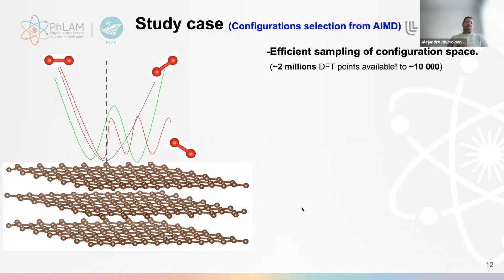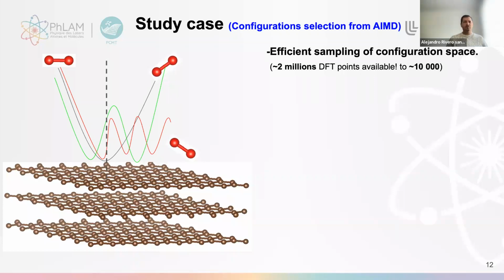So, as I mentioned before, I begin with the workflow I showed before. Here we are at the step of sampling the configurations. As I said, we have around 2 million DFT points, but we need to reduce that to 10,000, because we cannot train our neural network with 2 million points. So for that, we need to have efficient sampling.